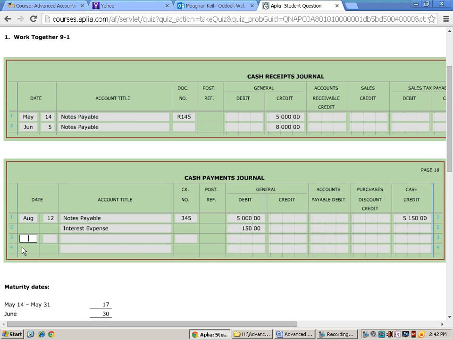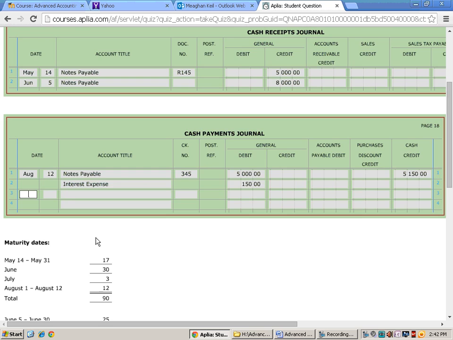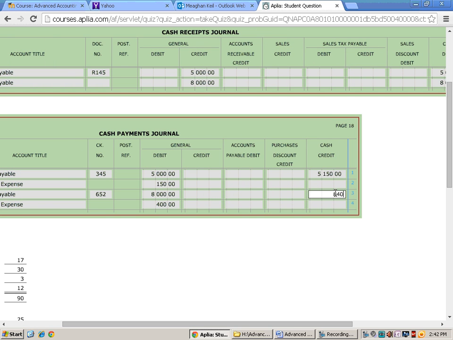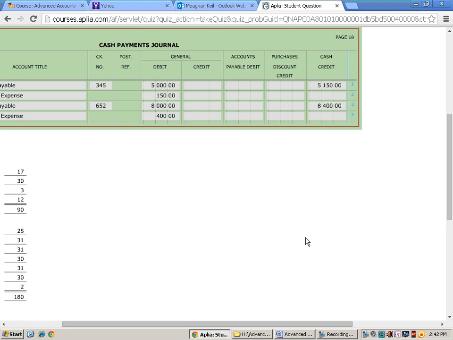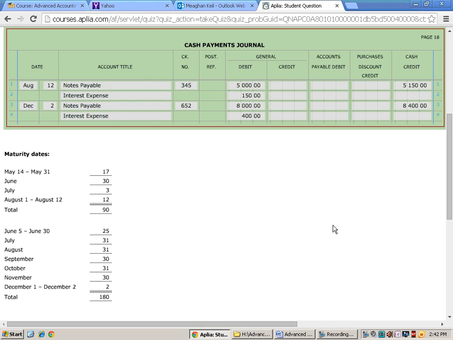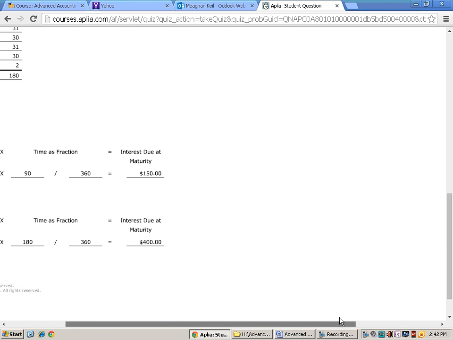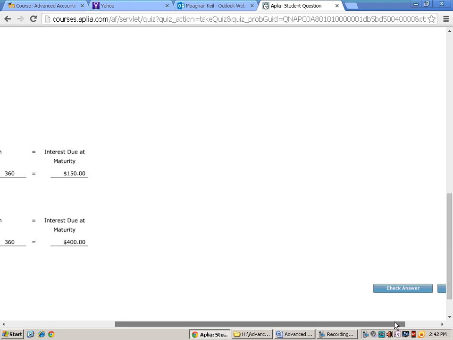All right, so our second one matures on December 2nd. Notes payable. Check number was 652. Borrowed $8,000, and we have to pay $400 in interest. So interest expense, for a total of $8,400. All right, that's it for notes payable. So it's basically like just taking a loan out for a short period of time.